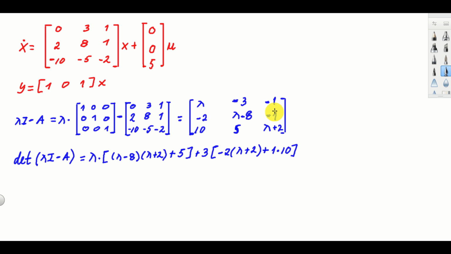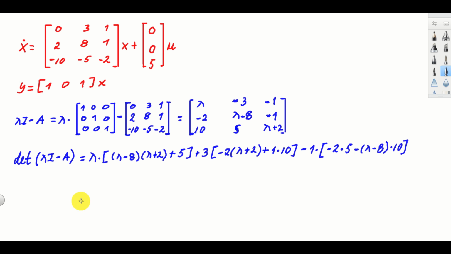Okay. And finally, we are left with this entry. So we have minus 1 multiplying. What do we have over here? We have minus 2 multiplying 5. And then we have minus lambda minus 8 multiplying 10. And that's it.